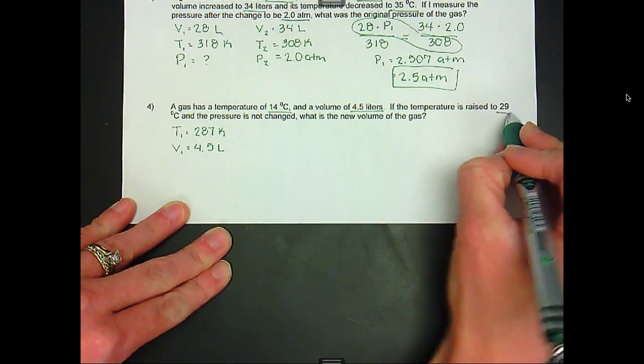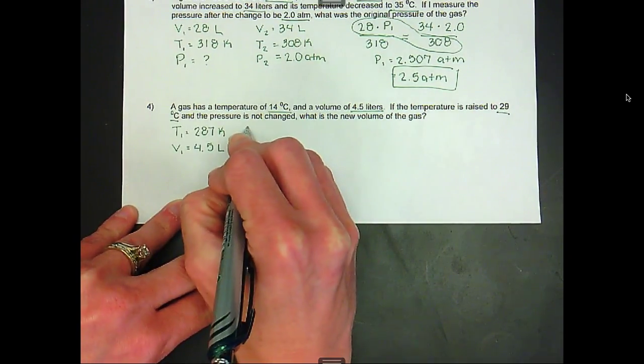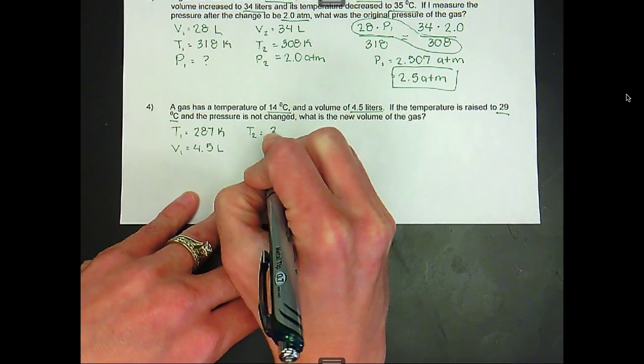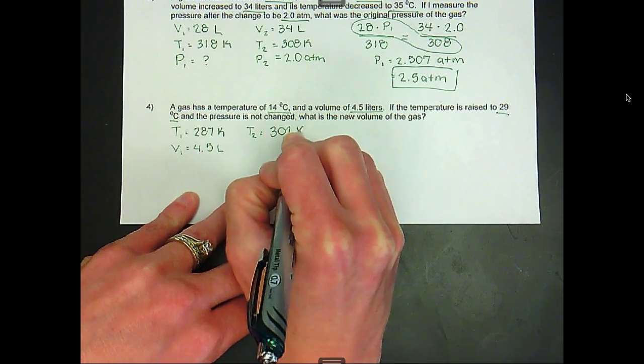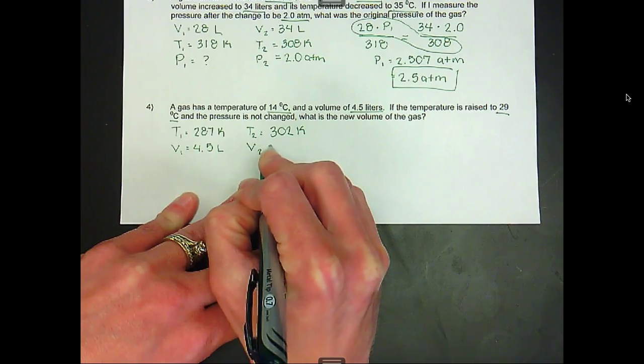If the temperature is raised to 29 degrees Celsius, so temperature 2, we cannot leave it as Celsius, so we're going to add 273 to 29, and we're going to get 302 Kelvin. What is the new volume?